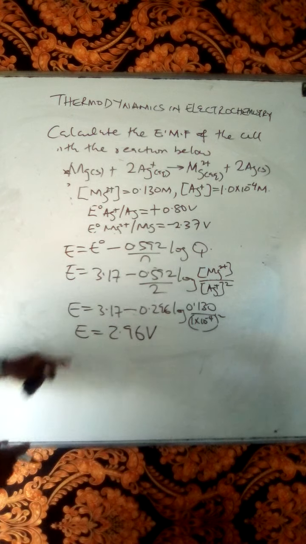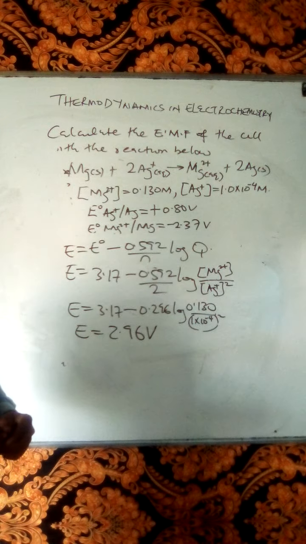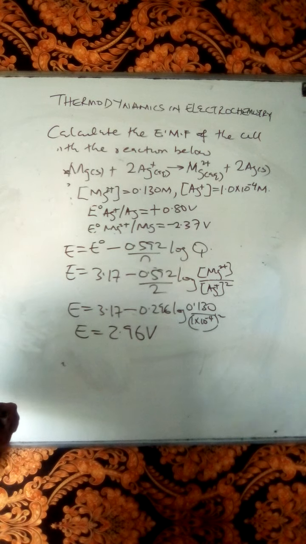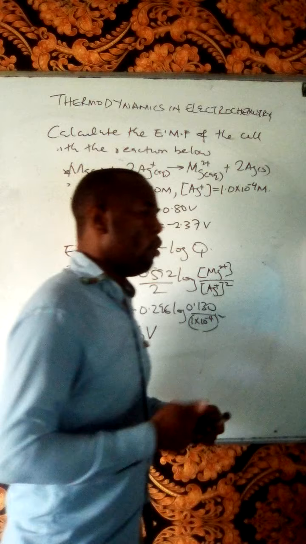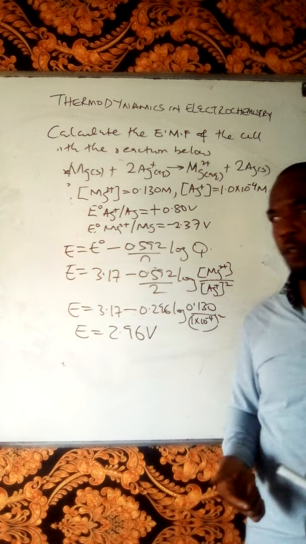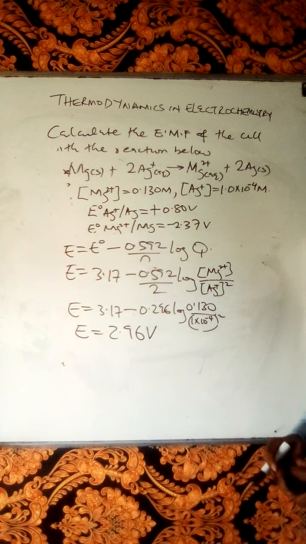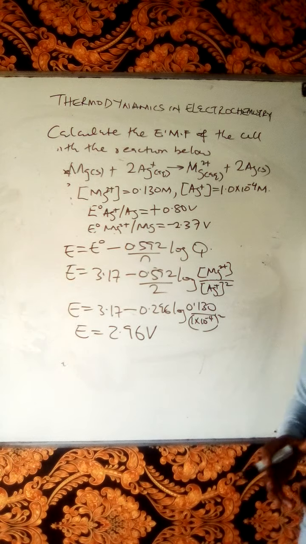So this is the electric potential, or the EMF, of the cell described above. EMF refers to the potential difference between the electrodes in a cell when the cell is operating in an open circuit. Having done that, we will see the next equation and how it's applied in thermodynamics.